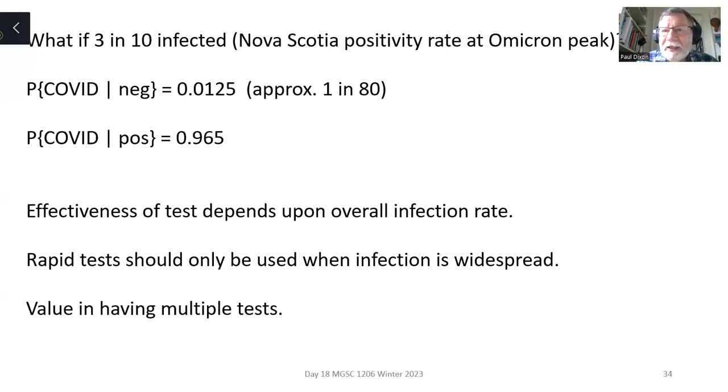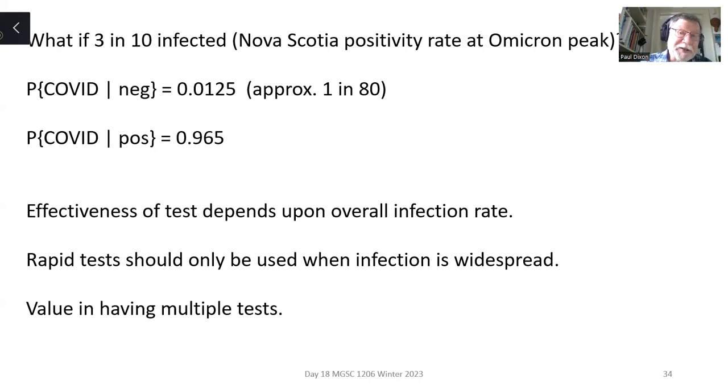Last winter, a year ago, during the peak of Omicron here, it was about 3 in 10 in Nova Scotia who were infected. Well, that's their best guess anyway. And if you got a negative test, the chance you had COVID was about 1 in 80. So it went from 3 in 10 to 1 in 80. That's pretty good. If you had a positive test, it's almost guaranteed you had COVID. It was working really, really well.